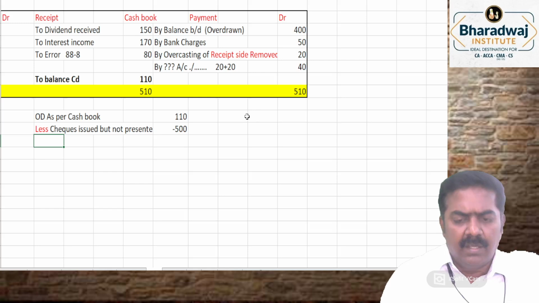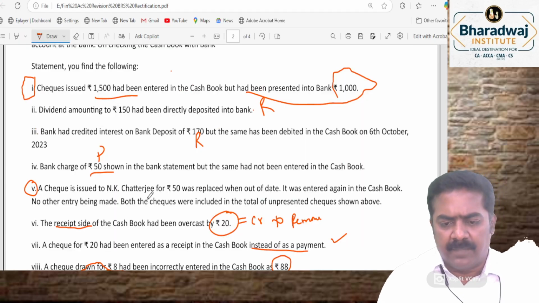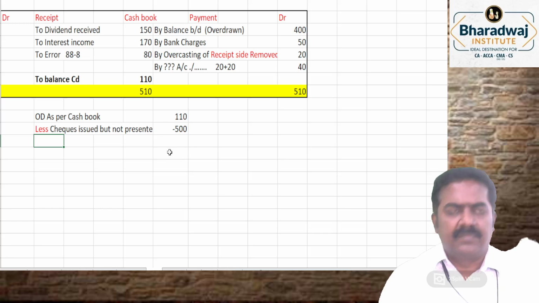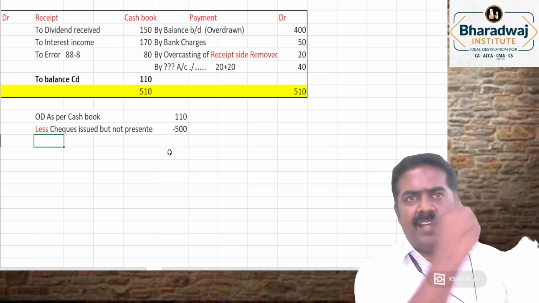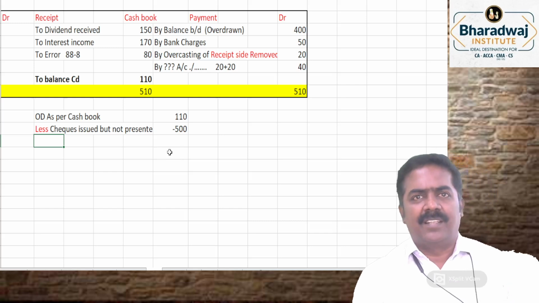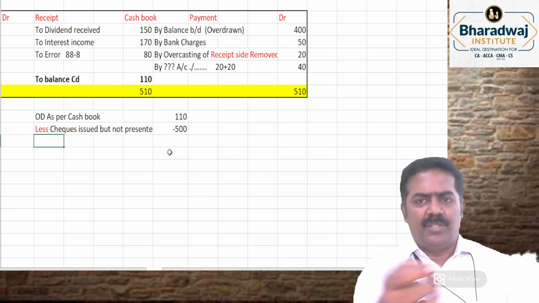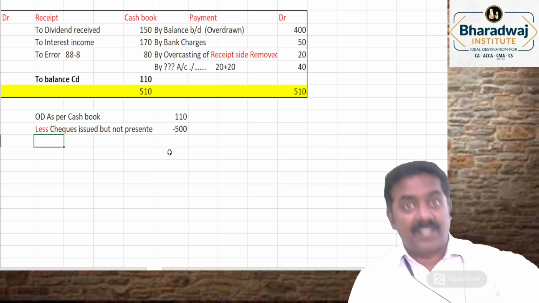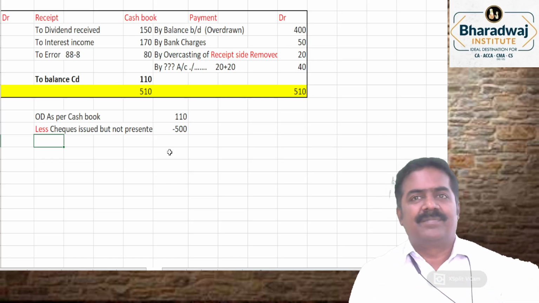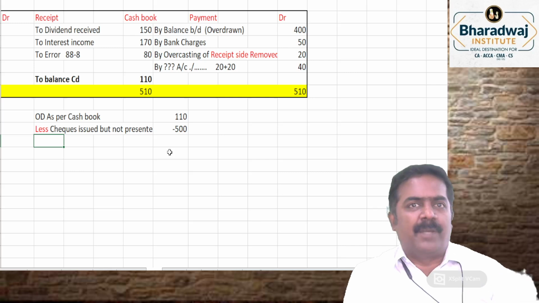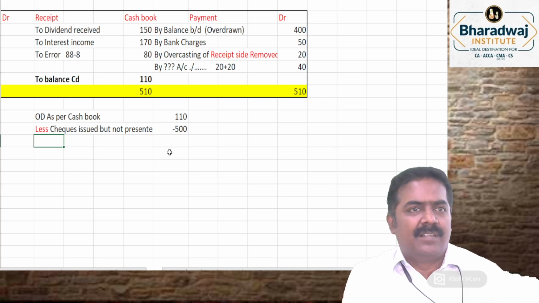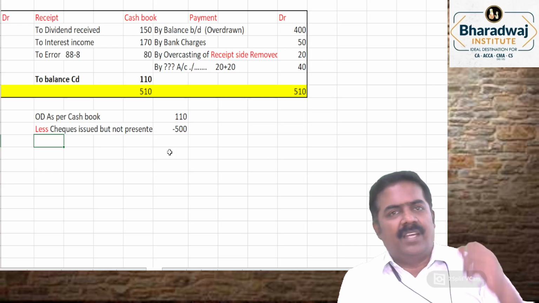Then, on the replacement check. Check 50 replaced when it is out of date. It was again entered in the cash book. For example, I gave you the check, already entered in the cash book. Since it became out of date, you're just getting the replacement check. Once again, I recorded it in the cash book. In the cash book, we recorded twice.